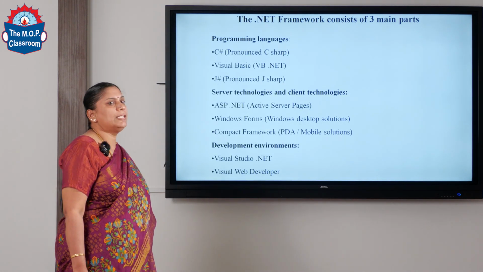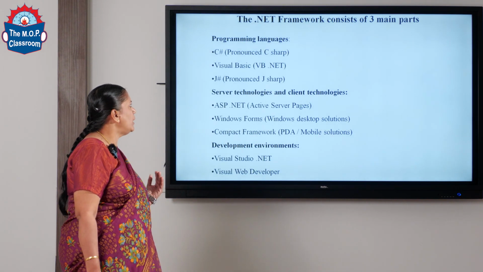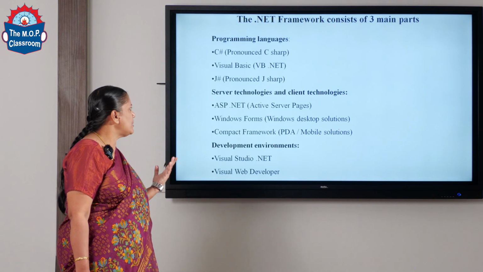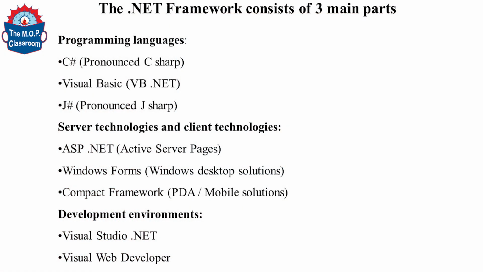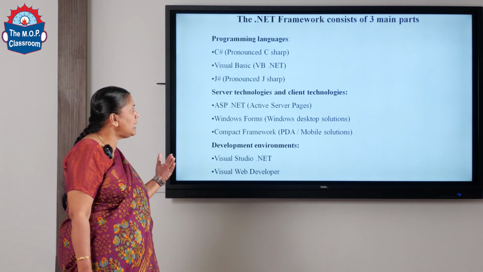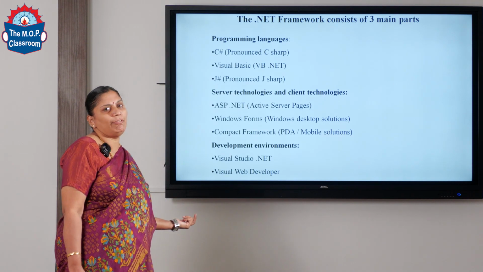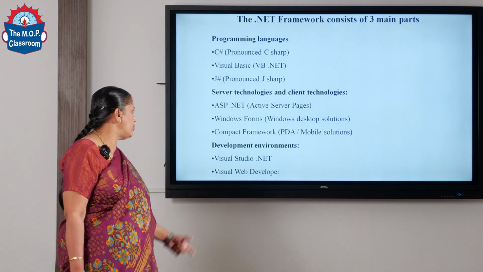The .NET framework consists of three main parts. The first one is the programming languages, wherein you can use C#, Visual Basic or J#. The second component is the server technologies and the client technologies you could use in the .NET framework: ASP.NET, Windows Forms, which can be used for Windows desktop solutions, and Compact Framework, which can be used for PDA or mobile solutions. The third most important component is a development environment, wherein you can develop web-based applications in Visual Studio.NET or Visual Web Developer.